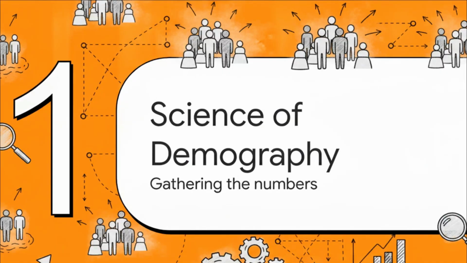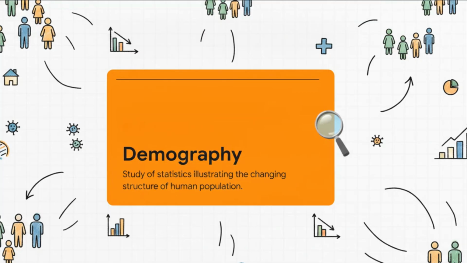All right, Section 1, the science of demography and gathering the numbers. So, what actually is demography? It's essentially the science of tracking the makeup and the shifting structure of a human population over time. It's like putting together a giant puzzle. Demographers use statistics. We're talking births, deaths, income, or even disease rates to get a crystal clear picture of who makes up a specific population. It is literally the ultimate tool for describing us, whether you're looking at things physically, economically, culturally, or even behaviorally.